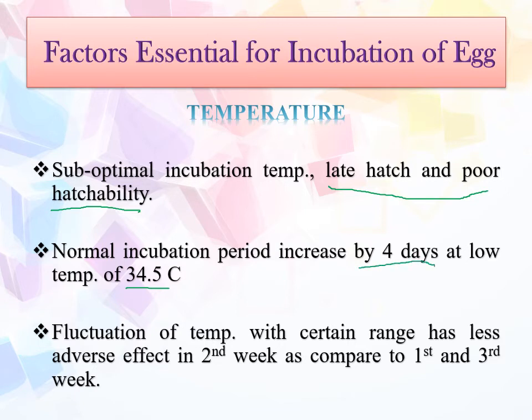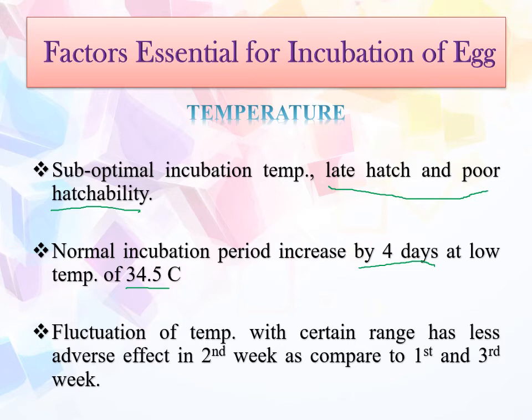It means instead of 21 days, the chick will come out of the egg at 25 days. એટલે કે જો વધારે ટેમ્પરેચર ઓછું થઈ જાય 34 ડિગ્રીએ પહોંચી જાય તો એનો ઇન્ક્યુબેશન પીરિયડ 21 દિવસનો છે એની જગ્યાએ 4 દિવસ વધી જાય એટલે કે 25 દિવસનો થઈ જાય એટલે કે બચ્ચું 25મા દિવસે જન્મે.